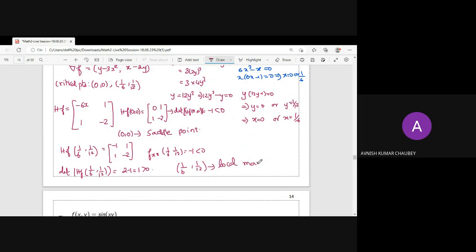Ma'am, I have just a question. A critical point is a point of local extrema only if the determinant is positive, and if it's negative then by default it's a saddle point. Exactly. And if it's 0 then it's inconclusive. Yeah. Okay.